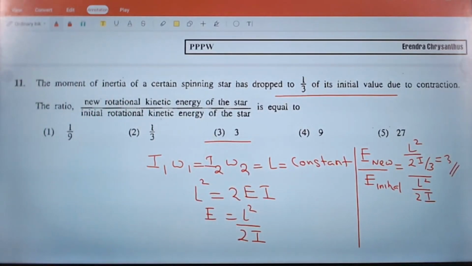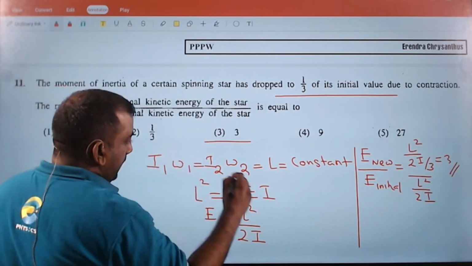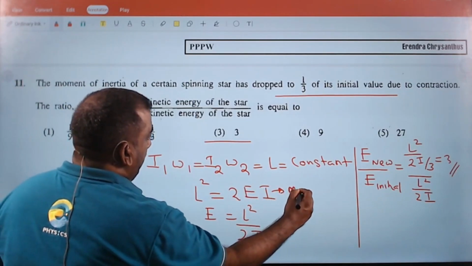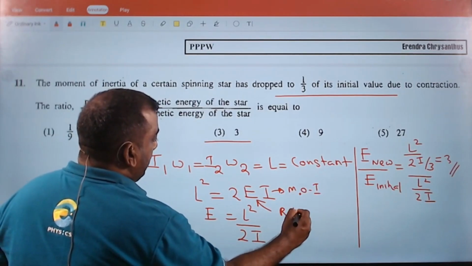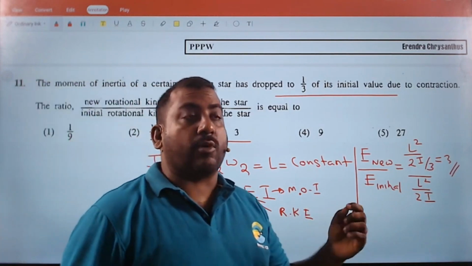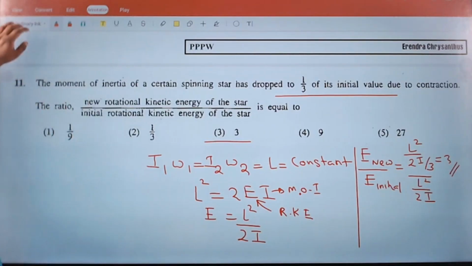11th one, answer number 3. So L stands for angular momentum, E stands for rotational kinetic energy, I stands for moment of inertia. Now, in linear motion also we have a similar equation. What is it? E equals p squared over 2m. Here, E equals L squared over 2I. Right.